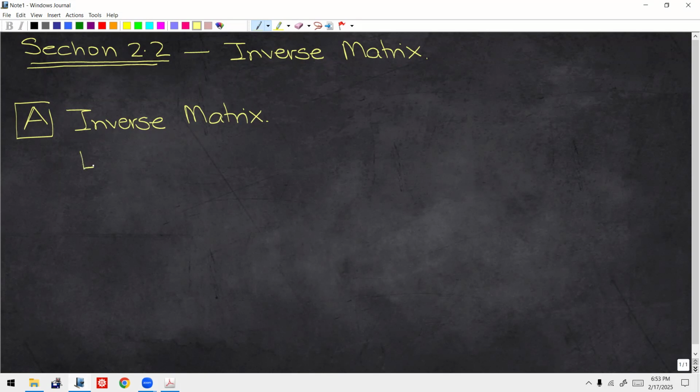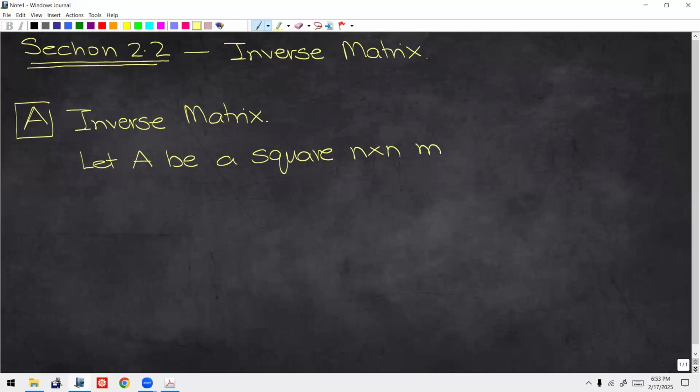So we're going to go, let A be a square n by n matrix. So this is important. Square means the number of rows and the number of columns are the same. So we can only find inverses of matrices that are square, okay? Let A be a square matrix, okay?